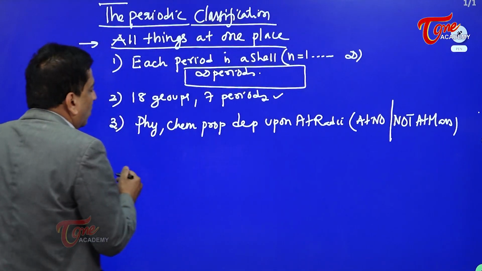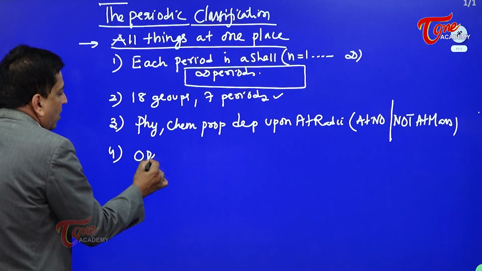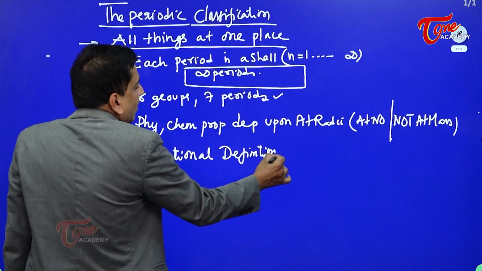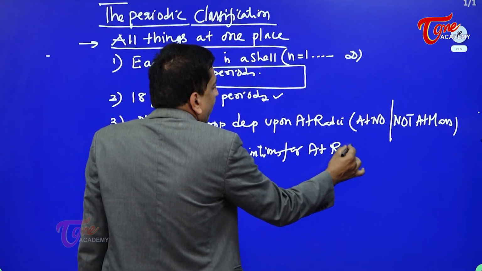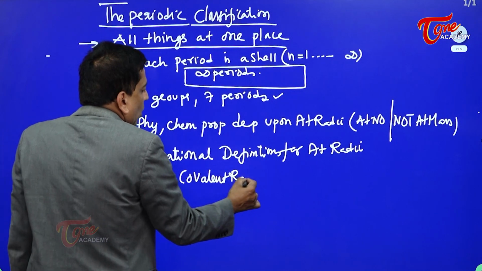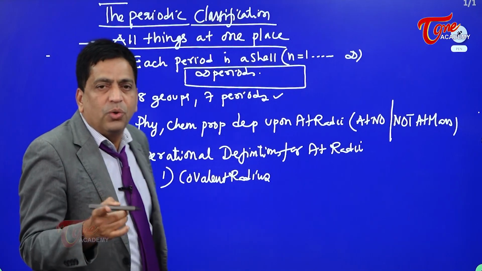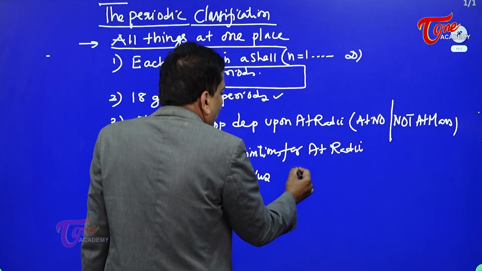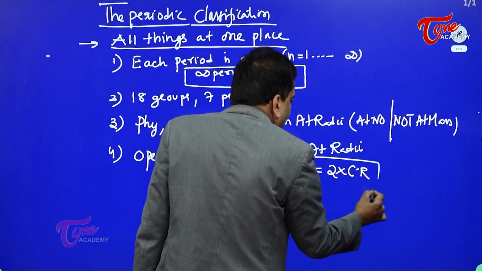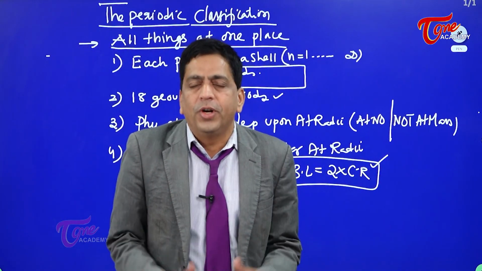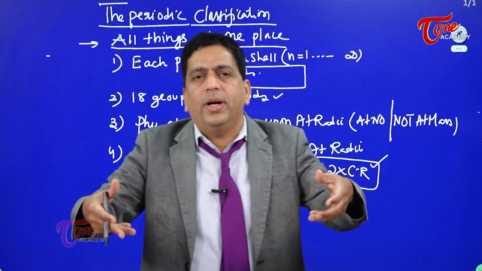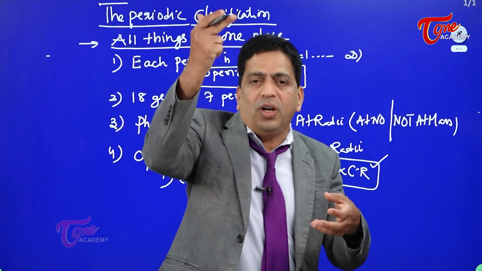And then coming to the fourth point, the operational definitions for atomic radii are covalent radius, where I have a formula for you, and remember that bond length is equal to 2 into covalent radius. This might be a question in the exam. Remember that 2 into covalent radius gives you the bond length, because when two atoms approach each other, they don't overlap with one another, they stop at one point. Then they stop at one point; if you push them closer, the potential energy actually increases.